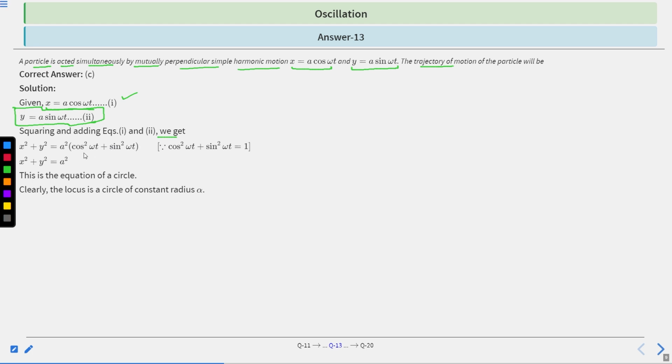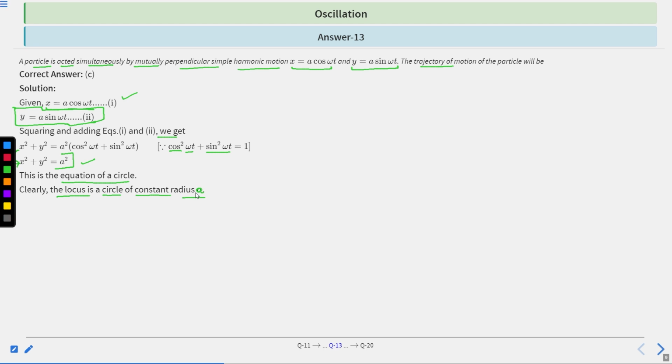So we know cos square omega t plus sin square omega t is equal to 1. This is the trigonometry formula. So the equation becomes x square plus y square equals a square. And this is the equation of a circle. So clearly the locus is a circle of constant radius a.